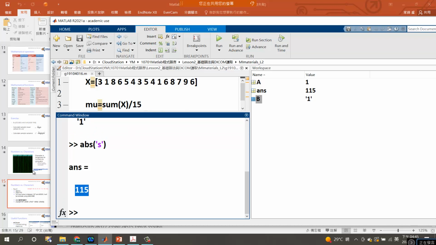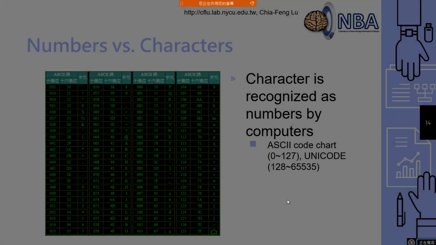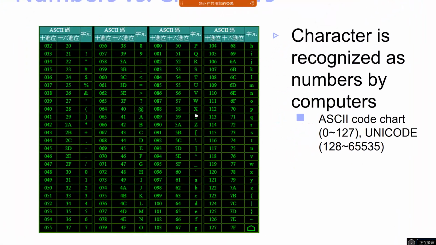Why this number? Let's go back and take a look at this ASCII code. You can find S. Where is lowercase s here? You can see it right here. Let me just take your screen again. You can see this is the lowercase s, right?